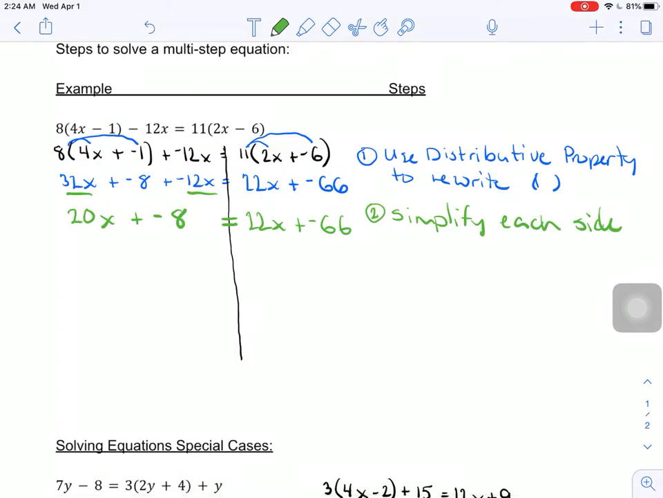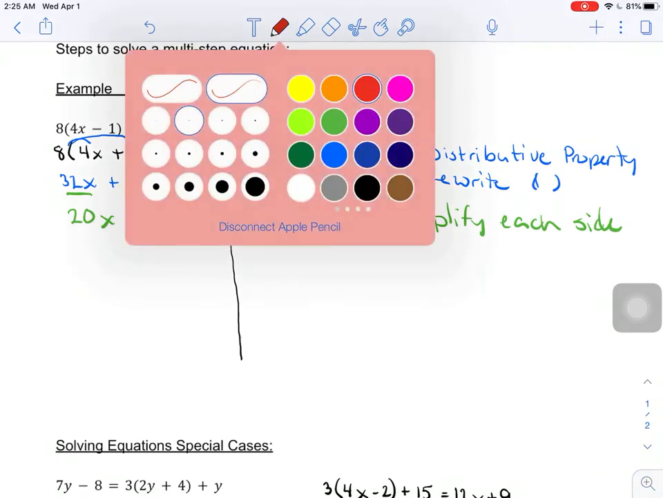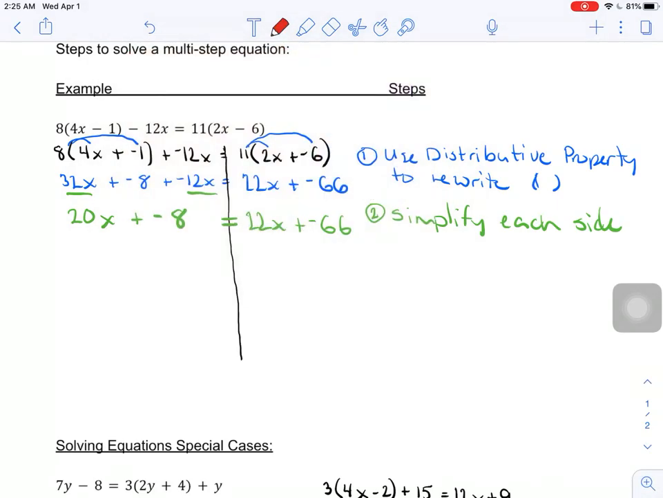So now this has turned into a variables on both sides equation, which is a type of equation that we've talked about. So that's the next thing that we're going to do. And we said that when you have variables on both sides, we need to look and see which one's smaller. So if we have a 20x and a 22x, we should cancel the smaller one. So that's going to be the 20x.